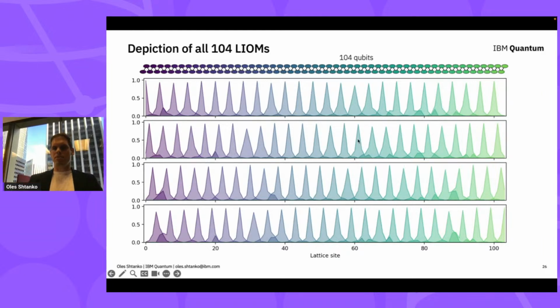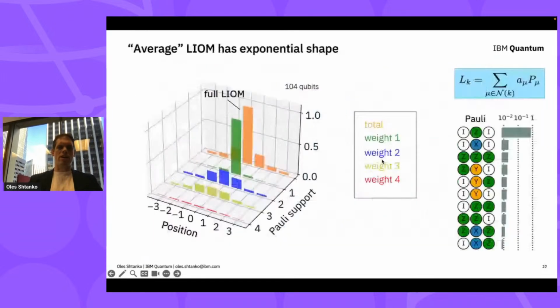So now, because there are many of them, we can look at how the average integral of motion looks. That's what the picture on the left shows. The yellow shows just the local integral of motion, while different colors here show contributions from different localities. Same thing which you've seen before, just now averaged over many integrals of motion.